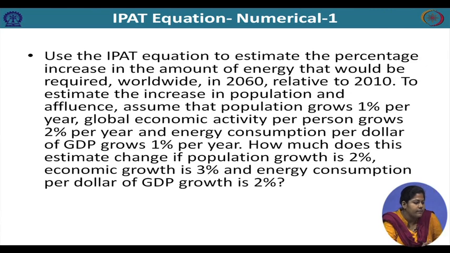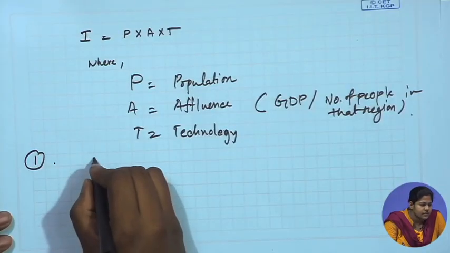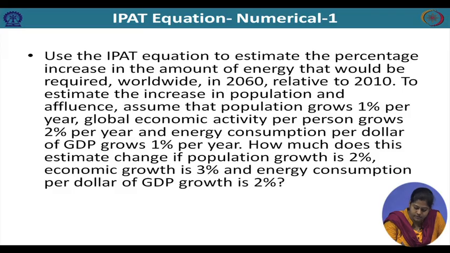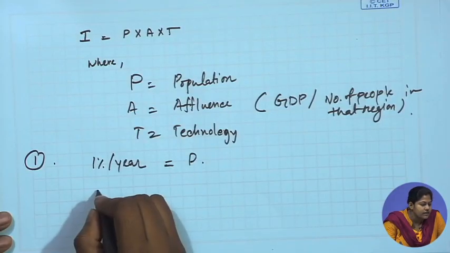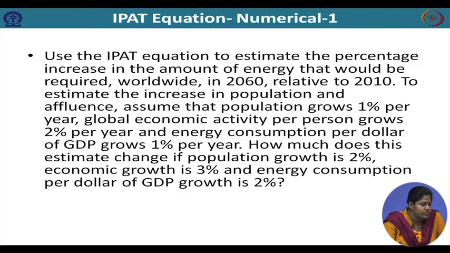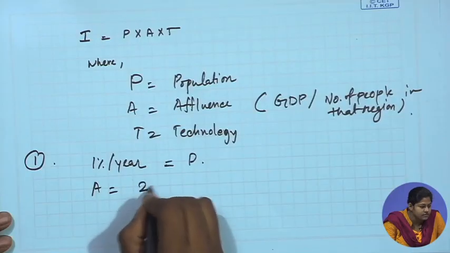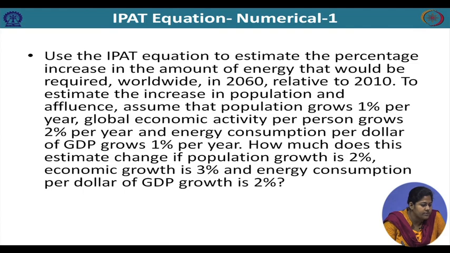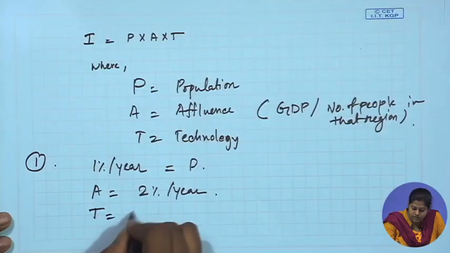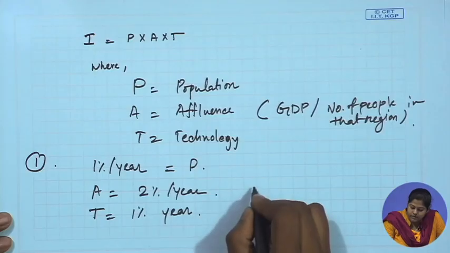So coming to our first problem, we have to calculate our impact in 2060 relative to 2010, and our given data is: population growth is 1% per year, which is our P; global economic activity per person grows 2% per year, which is our affluence; and energy consumption per dollar of GDP grows 1% per year, which is our T. So now we have to calculate our I.